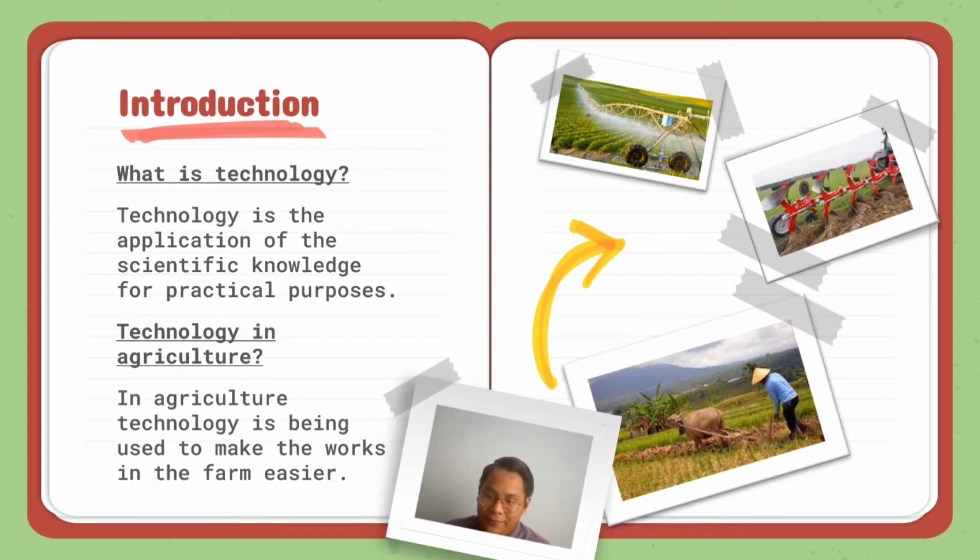easier. For example, in the past, we used a buffalo to plow the land on our farm. But in the present time, we use a tractor, a machine that has a blade that can plow our land on the farm. So this technology really helps us to make the work easier.